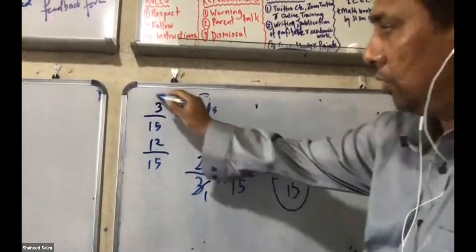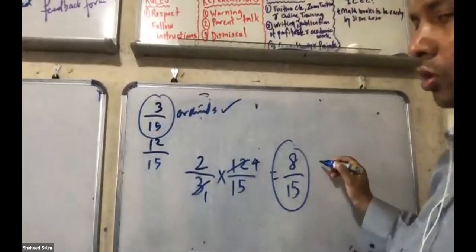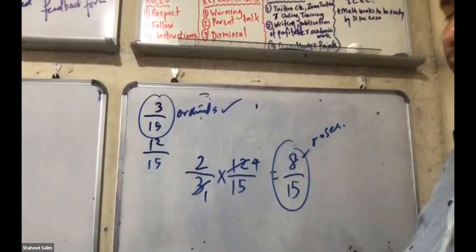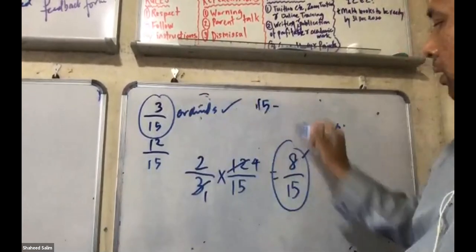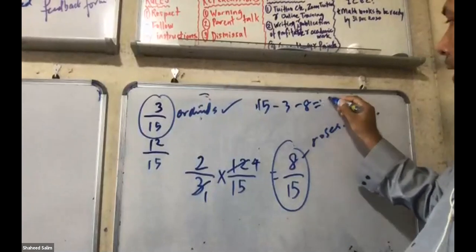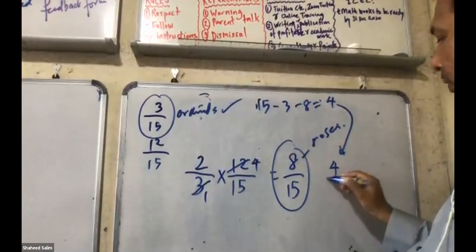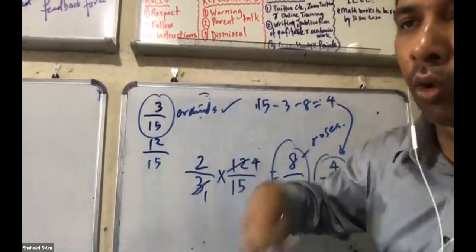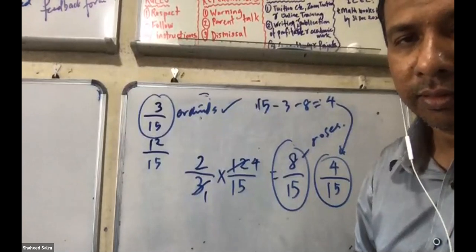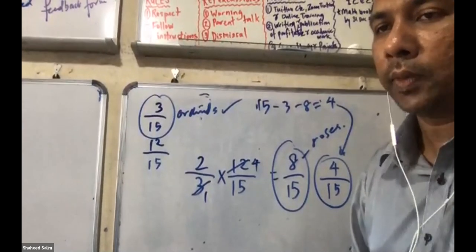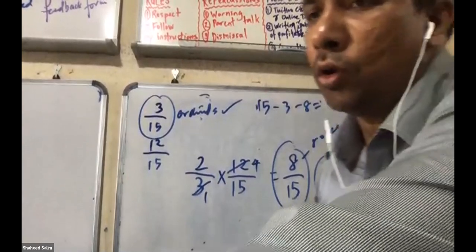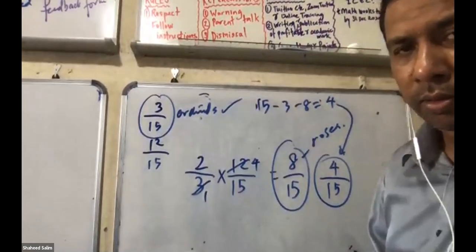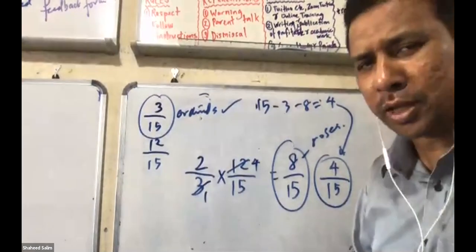So now you say 3/15 is used for orchids. This one is used by roses. So how many is left? We take 15 units minus 3 minus 8. So you get 4. 4/15 is left. But you said 5/15. So I think you took 2/3 of the whole thing. Am I correct? Cannot be 2/3 of the whole thing, because you look at the question, 2/3 of the remaining. How do you get it? I'm scared you don't get it.